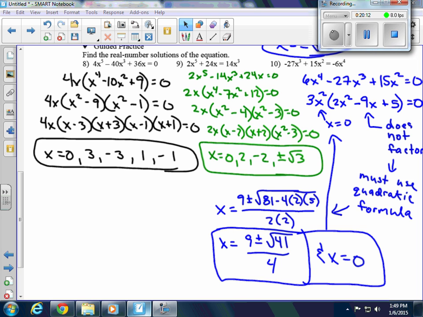So you have three answers here. 9 plus or minus square root of 41 over 4. That's two of our answers. And don't forget your x equals 0, because x equals 0 comes from the 3x squared that we pulled out. So if you set that equal to 0, then x would equal 0. So there are the solutions to those three problems.